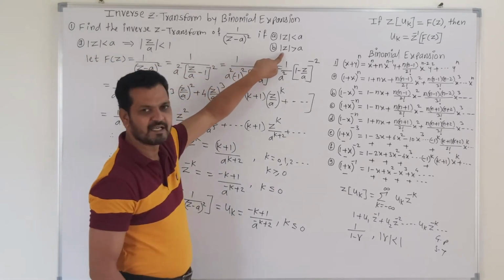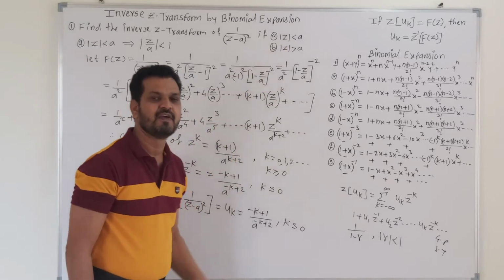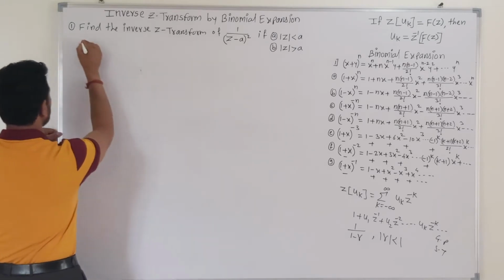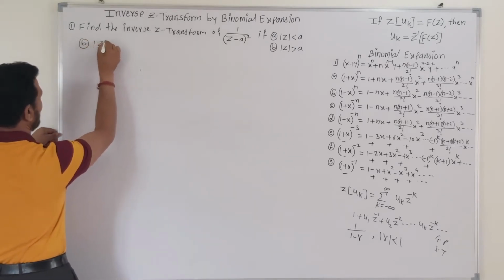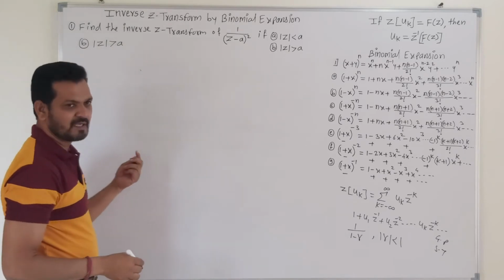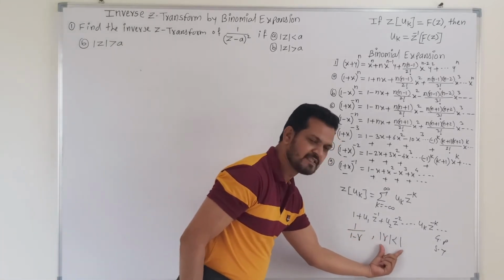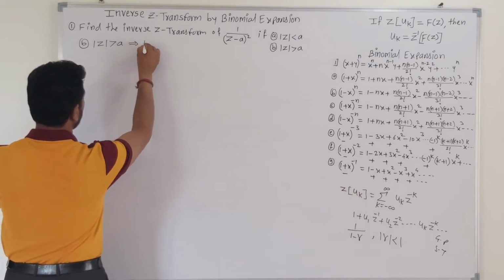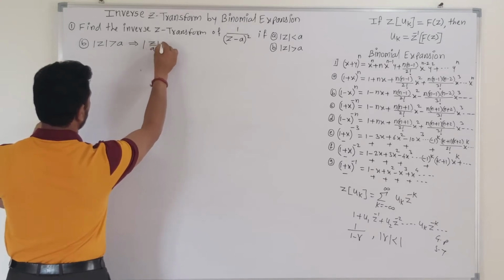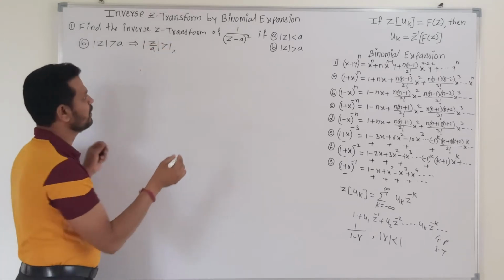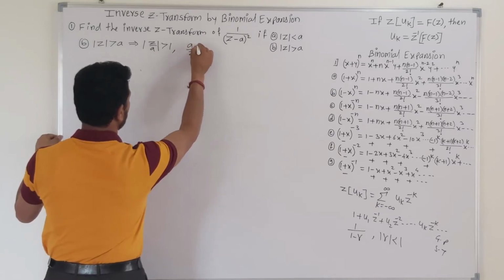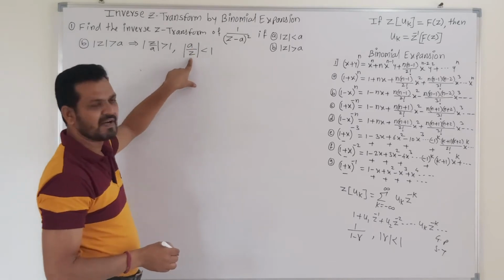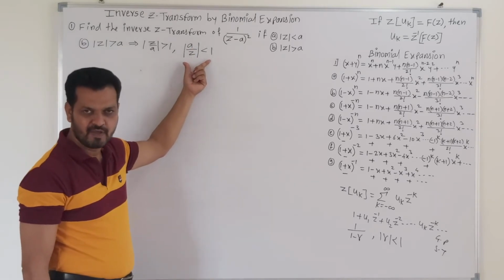Now let's try to solve the example based on this second region of convergence. Now friends, the second region of convergence is mod of z is greater than a. But we require here the value of mod of r less than 1. That means the region of convergence, we can write this as mod z upon a is greater than 1. After taking the reciprocal, we get mod a upon z is less than 1. So this is the value of r, where the value of r is a by z. So this is the region of convergence.